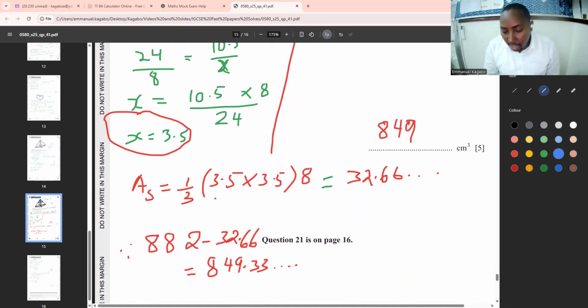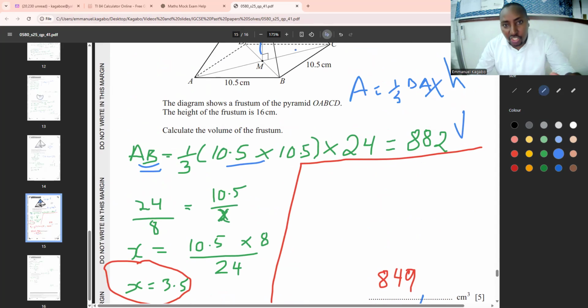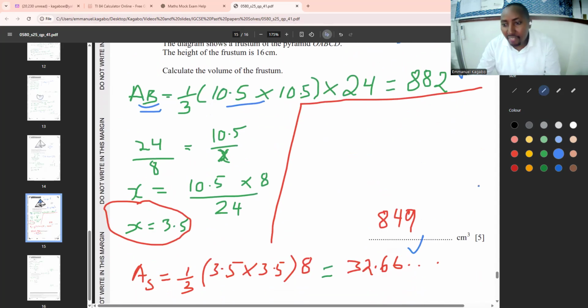Now, how do we get the volume of a pyramid? I've already said it is one third times the area of the base, and my base is a square. So it will be 3.5 times 3.5 times 8, divided by 3, which gives that. Then subtract the two. So this gives you the volume of the shape remaining. Well done. 5-marker question. Very good. If you do a question like this in the exam, you start feeling proud of yourself.